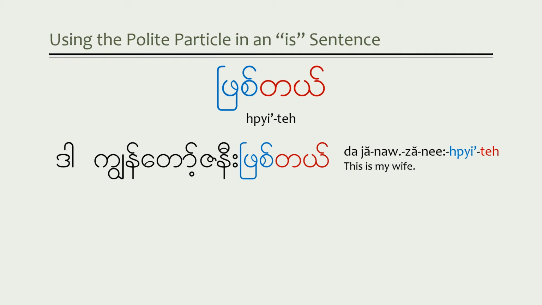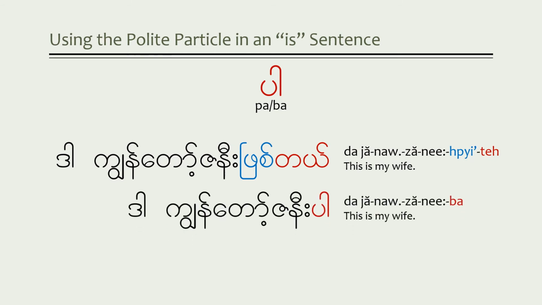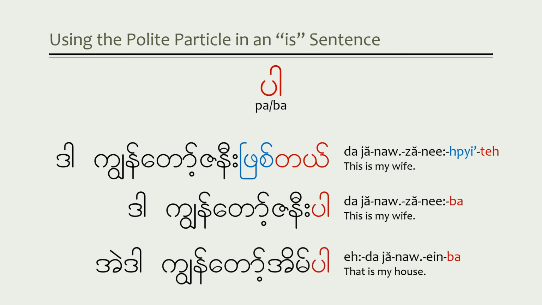But adding the polite particle in a sentence like this is done a little bit differently. Instead of adding it to the final particle, I replace the final particle with the polite pa or ba. So now to say this is my wife, I would say da genozani ba. Or to say this is my house, era geno imba.